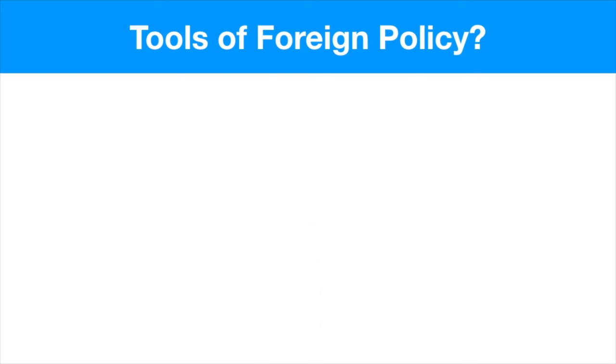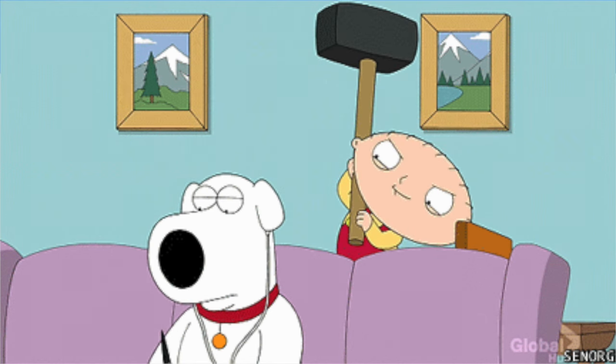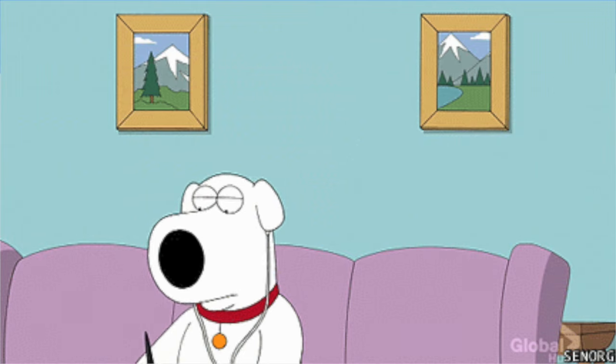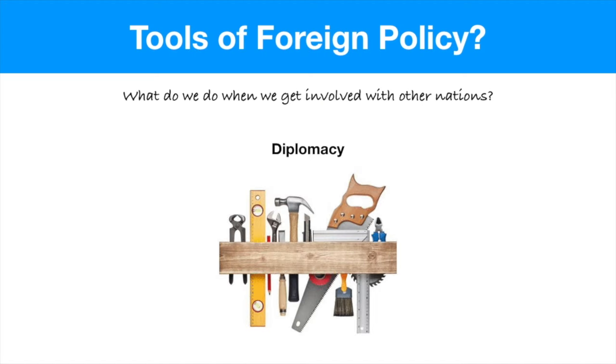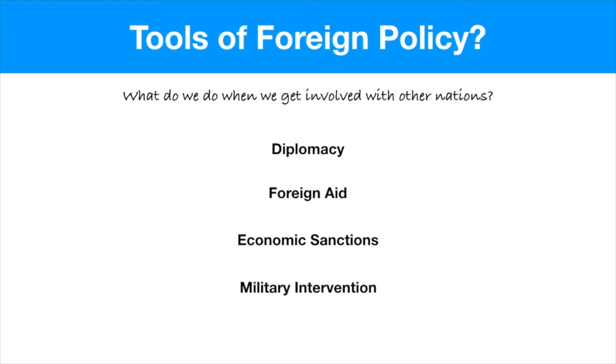Okay, so great. We have the goals of foreign policy, but how do we influence other nations other than just straight up attacking them and hitting them over the head with something? What are the tools that we can actually use? So in your notes, under tools of foreign policy, the number one thing, believe it or not, the United States tries to do is use diplomacy.